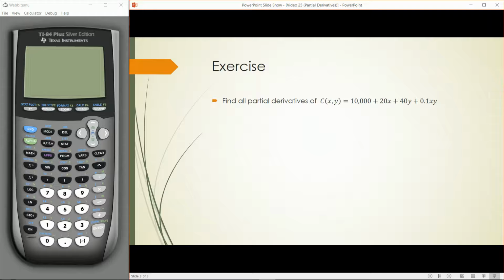All right, hopefully you've tried that out. Now, for the partial with respect to x, it might help you to rewrite it as this. So you have all your constant terms, then you have all your terms that are coefficients of just x. And hopefully this might help you if you were having issues. So try and find the derivative of this. Okay, hopefully you've done it, and you should get 20 plus 0.1y, the coefficient in front of your x term.